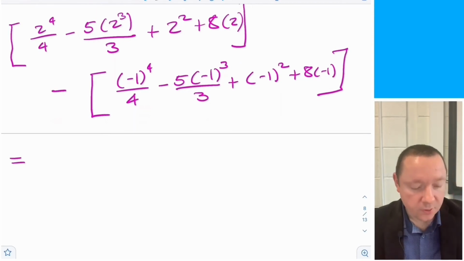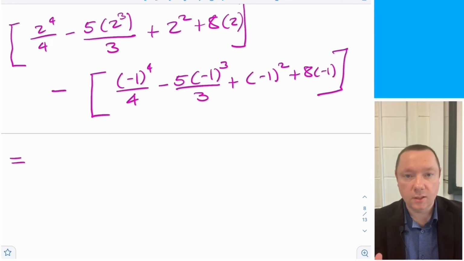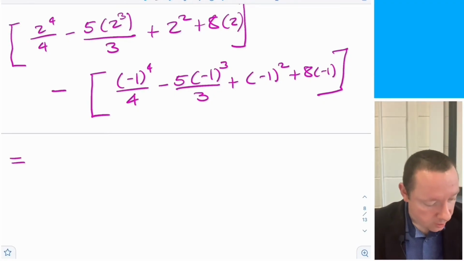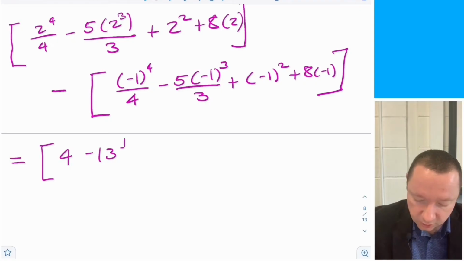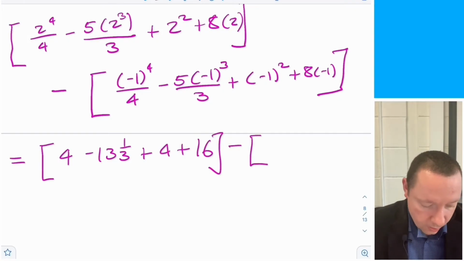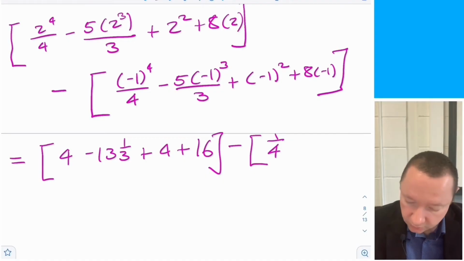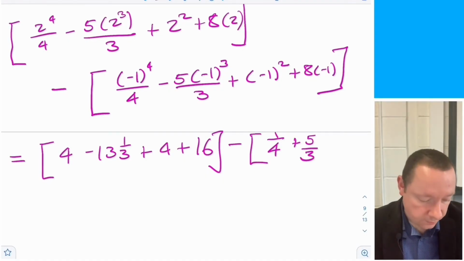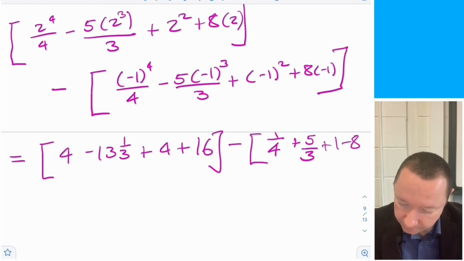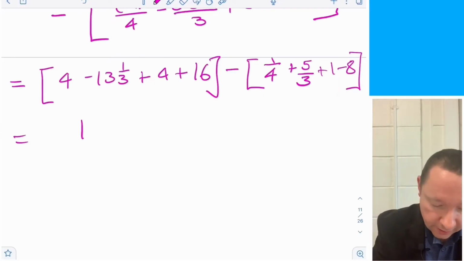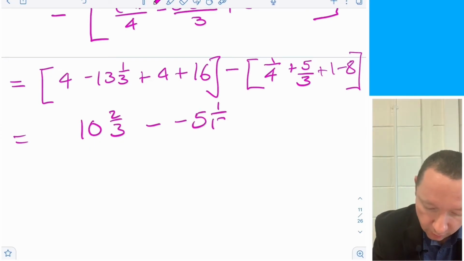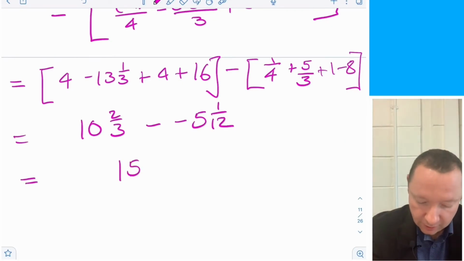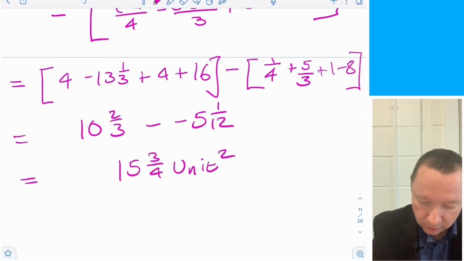So let's work out each bracket separately, and I'm going to keep it as fractions so that our answers are as nice as possible. I'm just using my calculator to get those fractions. So our first one, we have got 4 for the first term minus 40 thirds plus 4 plus 16, and we're taking away a quarter plus 5 thirds, because it's minus times a minus, plus 1, take away 8. So for the first bracket, we would get 10 and 2 thirds, minus the second bracket, which is minus 5 and a 12th. So adding them together, you would get 15 and 3/4 units squared as our area.